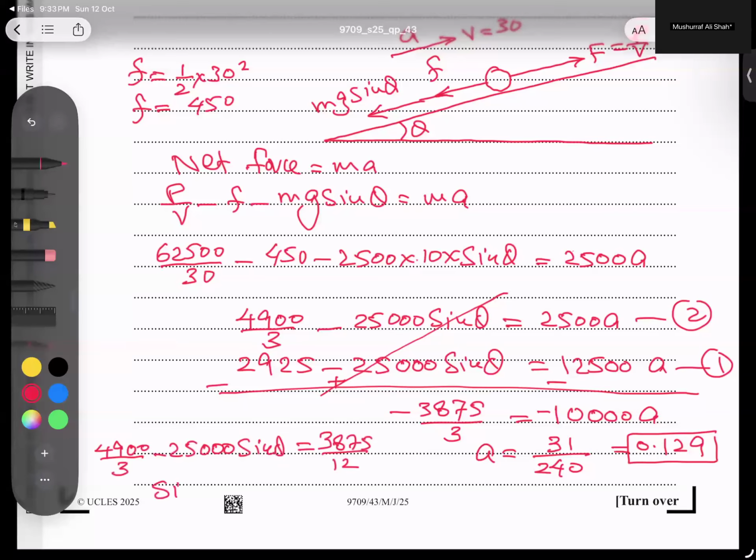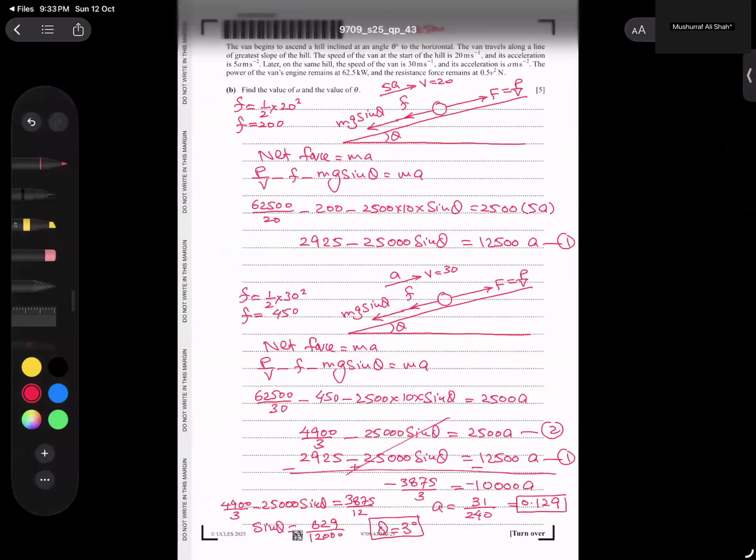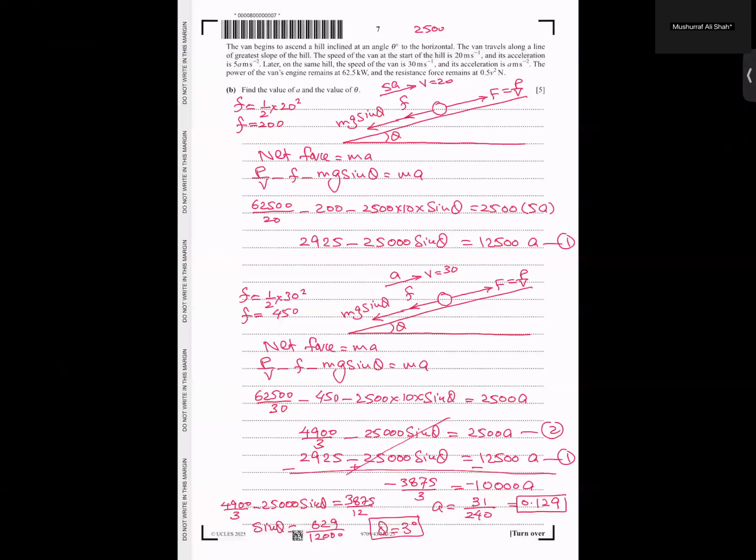If I make sine theta the subject, let's see what happens. This value minus 4900 divided by 3 and divided by negative 25 and triple zeros, I'm getting 629 over 12,000. And when I take a sine inverse, my answer turns to be 3.004. So 3 degrees is our final answer. And I hope the question is completely clear.